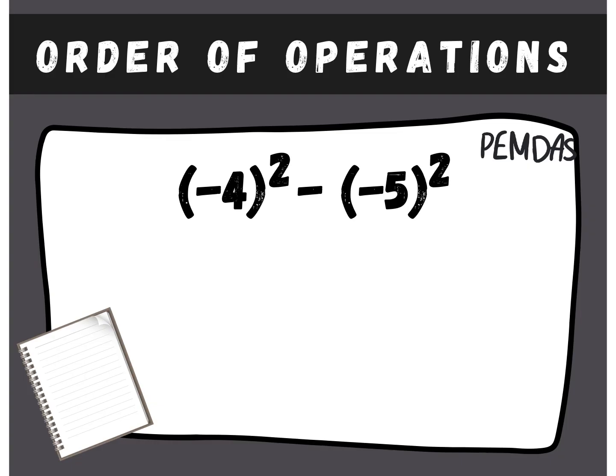Now, I do see parentheses. However, do you notice that inside these parentheses, there's just one number, a -4 or a -5? There's not an operation. There's not something we have to do with that number. That tells me that I can actually skip the parentheses step. Those parentheses are there for a different reason.